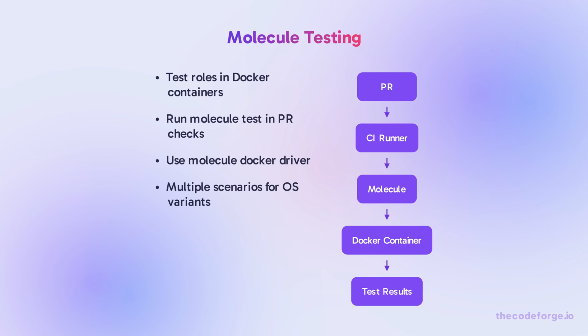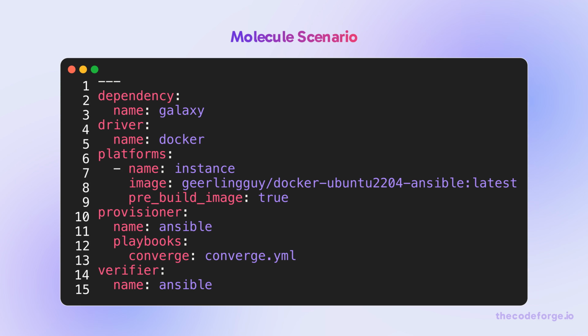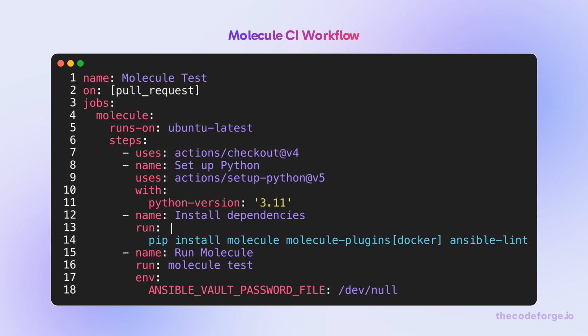Molecule is the standard testing framework for Ansible roles. Run it in CI on every PR to validate playbooks against Docker containers before merge. This is a typical Molecule YAML configuration. It uses the Docker driver with an Ubuntu image. The pre_build_image: true setting speeds up testing. This GitHub Actions workflow runs Molecule on every PR. It installs Molecule and the Docker driver, then runs molecule test.